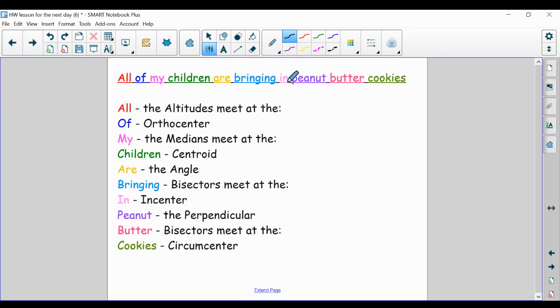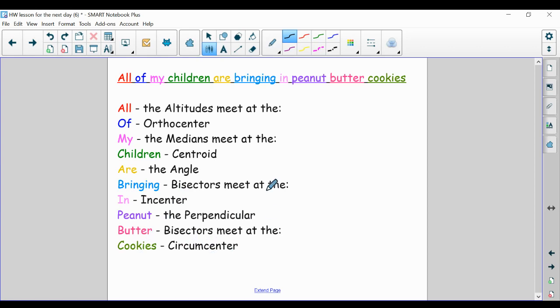And I have a lot of people remembering this way. All of my children are bringing in peanut butter cookies. So, the altitudes meet at the orthocenter. The medians meet at the children's centroid. R means the angle, bringing, bisectors meet at the incenter. Peanut, the perpendicular, butter means bisector, meet at the cookies, circumcenters.